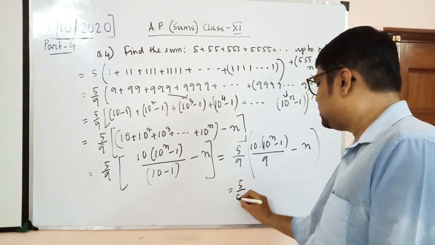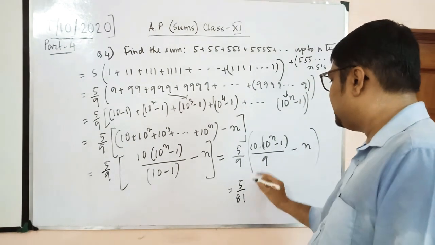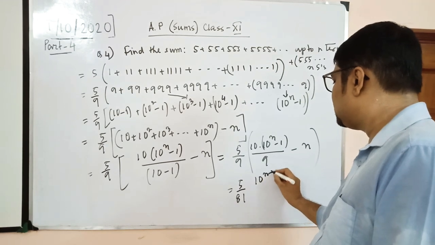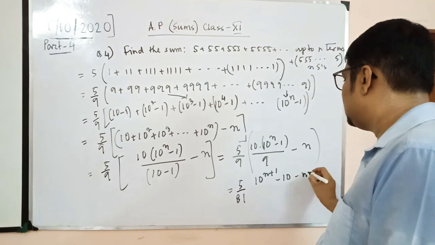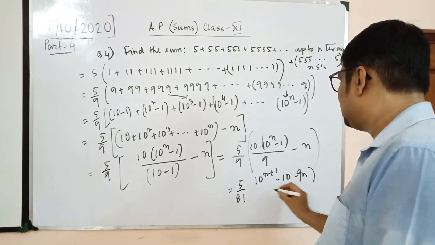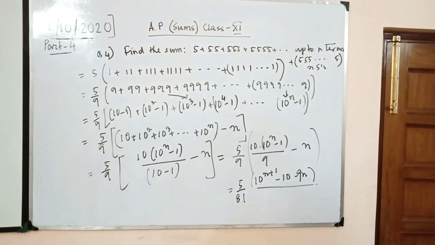So you can write a consolidated answer like 5 by 81, then 10 to the power n plus 1, then minus 10, minus 9n. So you can write like that. Okay, so this is the summation of this.